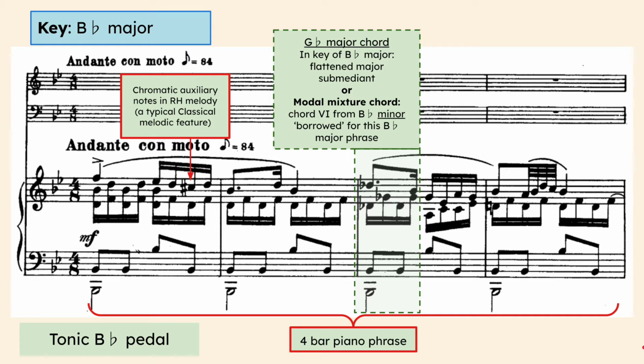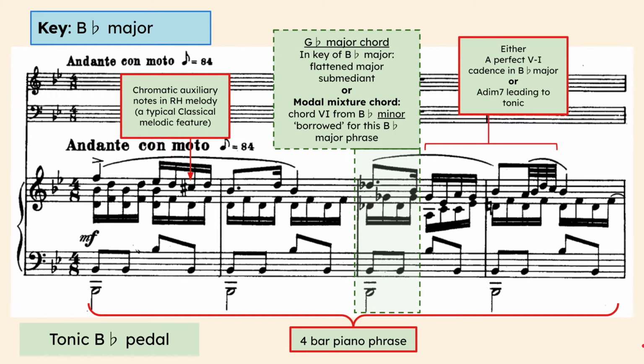The Eduqas notes describe a perfect cadence in bars 3 to 4, which is outlined by what sort of looks like an F dominant 7th chord in the second half of bar 3. However, we still have the G flats in there, plus the B flat pedal in the bass. So this isn't really a straightforward 5-1 cadence. We could also view this as an A diminished 7th chord leading to the tonic. That's also mentioned in one of the mark schemes.